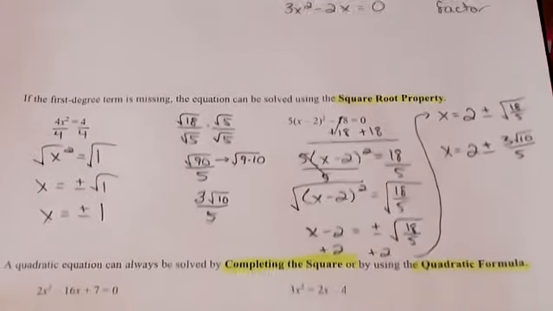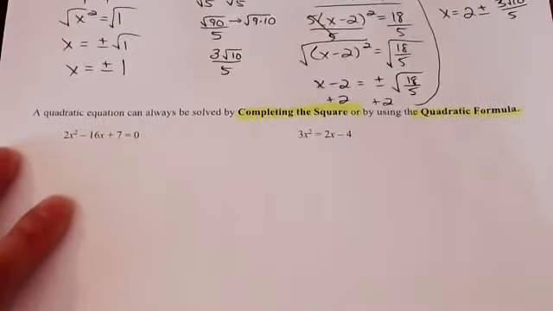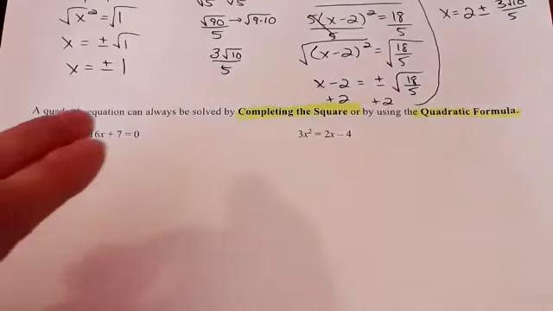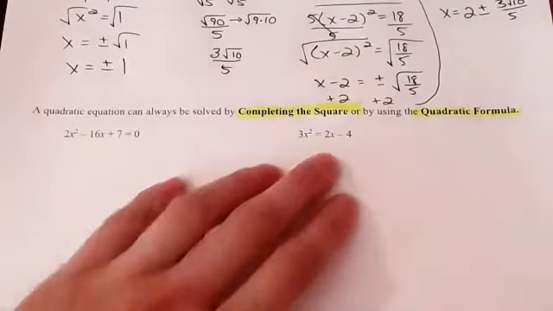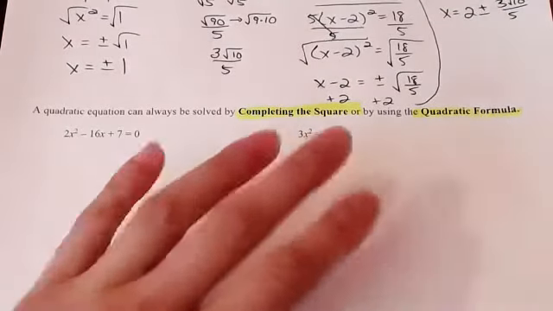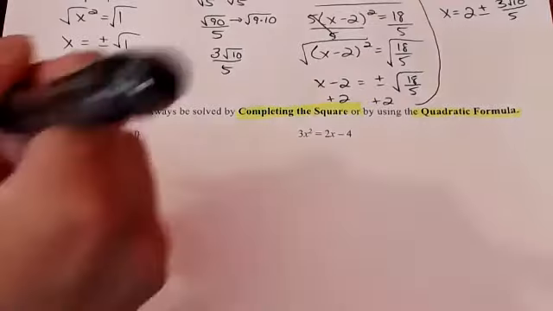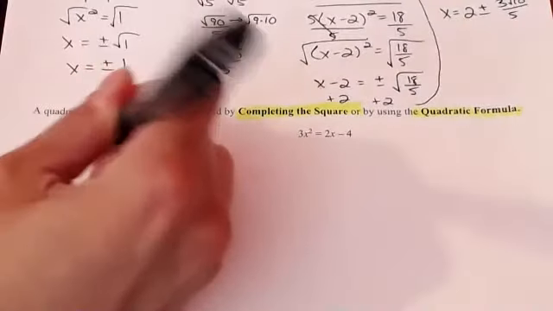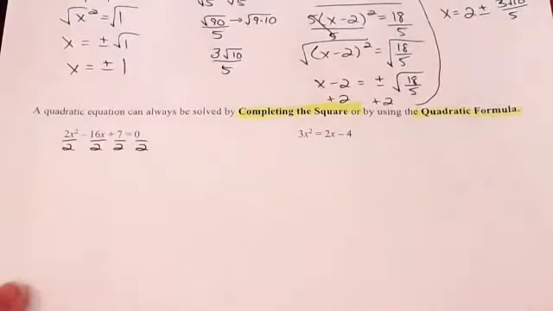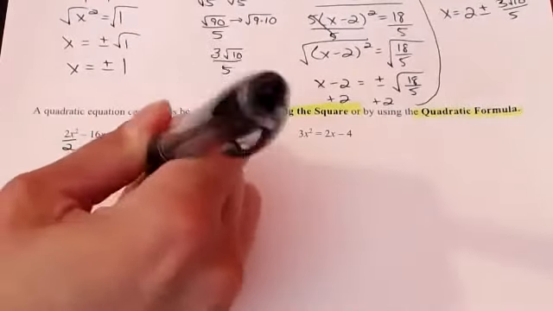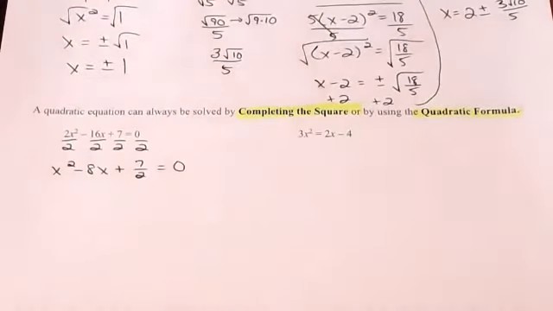And then lastly, we can use either completing the square or using the quadratic formula. We only have 4 minutes left of class, so I want to do a quick recap of completing the square and quadratic formula for you, and then that will end today's session. For the first one, if I want to use completing the square, I must start by dividing every term by my leading coefficient. So that gives me x squared minus 8x plus 7/2 is equal to 0.